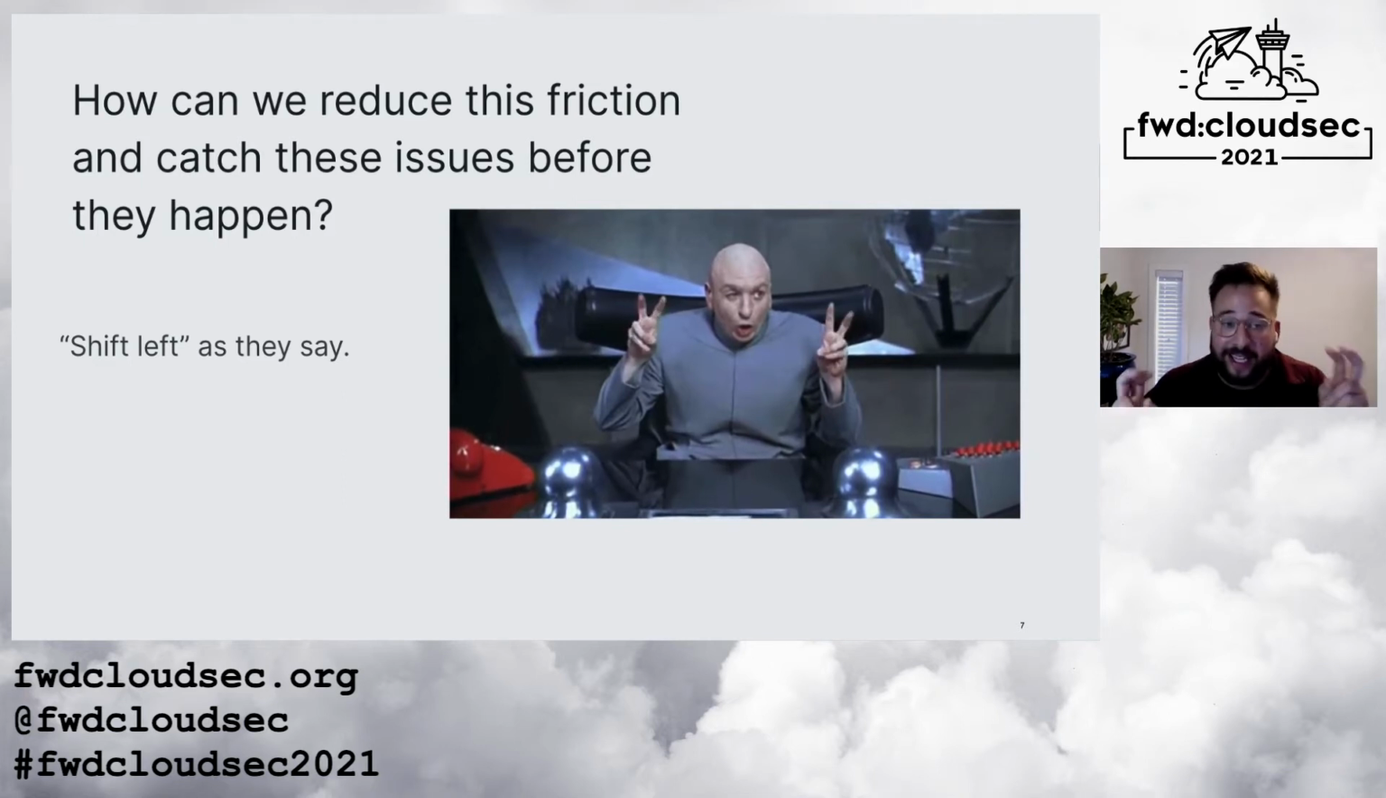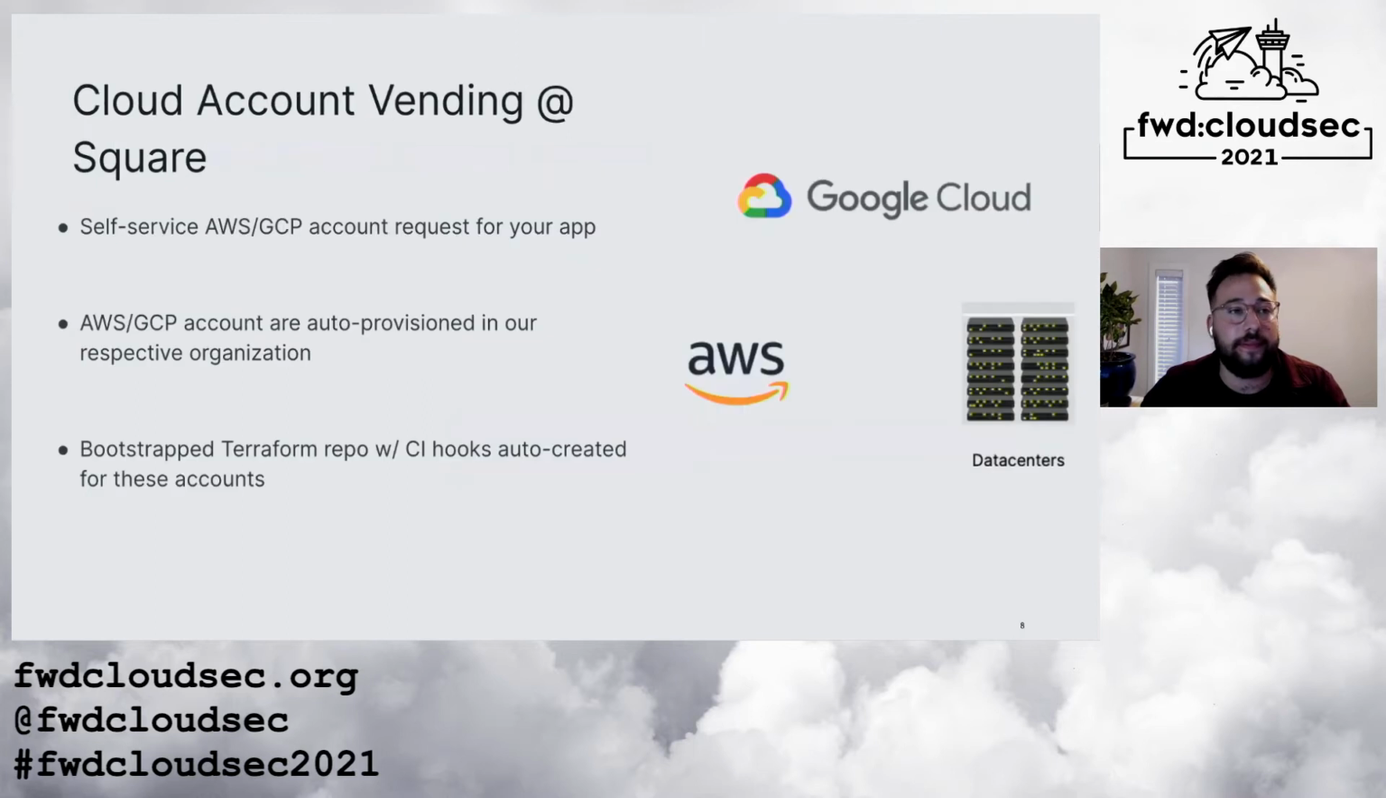Shifting left has been talked about in previous blog posts and presentations, so we'll focus on how we've done this at Square. But before I do that, I want to give a quick primer on how the account vending process works at Square. An engineer can create an app, which is generally how we refer to the overall service. And the infrastructure for their app can be in the data centers, which is where we started, or in AWS or GCP, where we're migrating to.